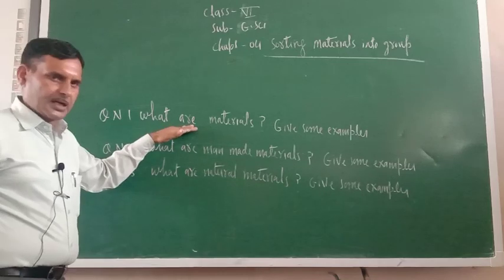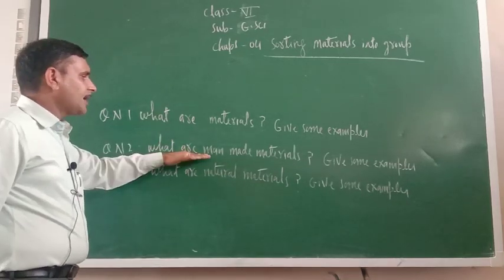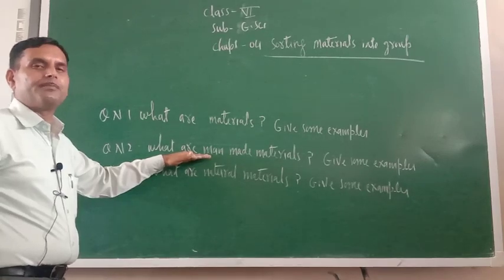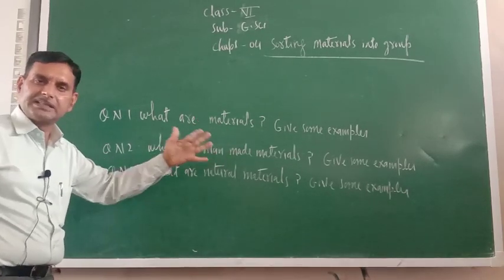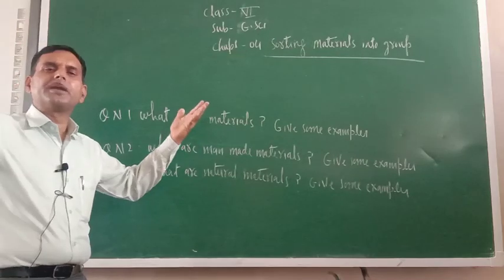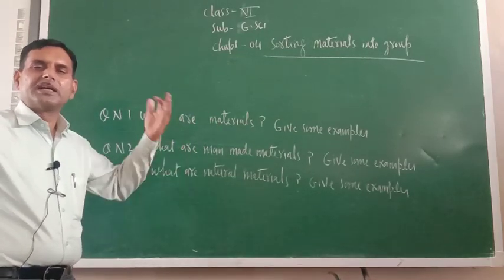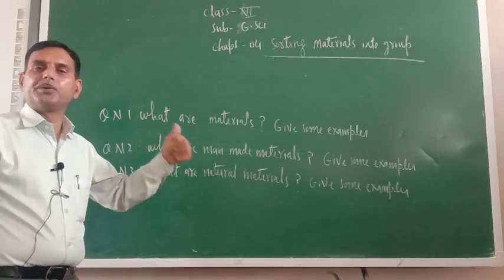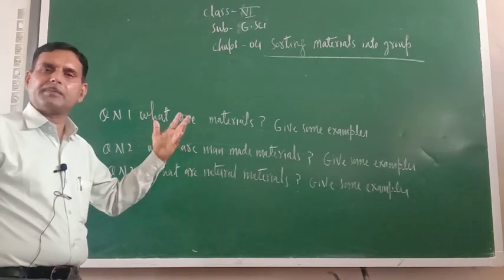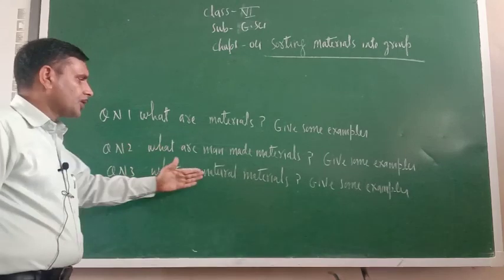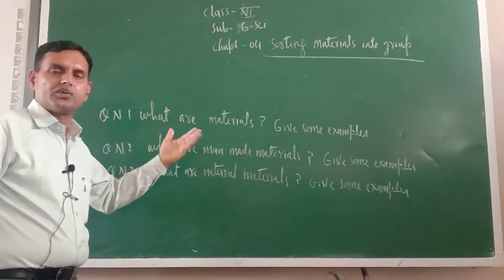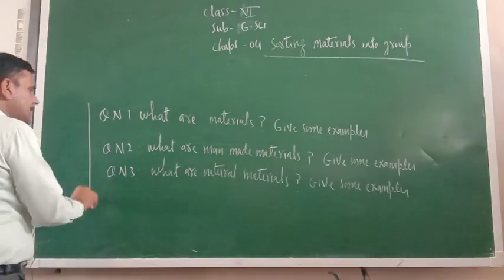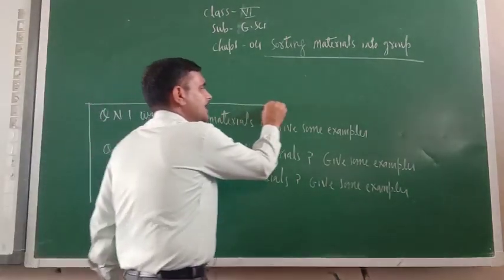So just try to understand. The definition of material I already taught you. Man-made materials, what are they? Materials which are made by human beings. I have already written examples there. There are so many materials made by humans: chair, chalk, duster, computer, laptop, so many things. They are man-made materials or not? Natural materials are found in nature only. So write down the answers to these three questions and submit them to me for checking.